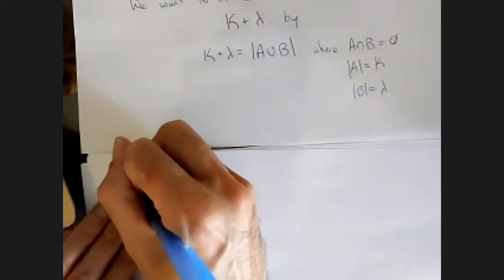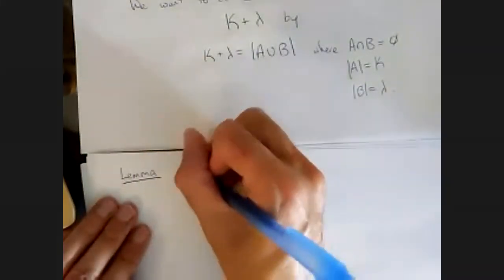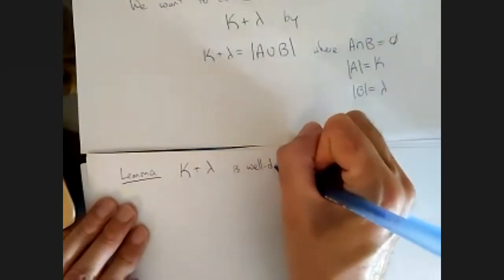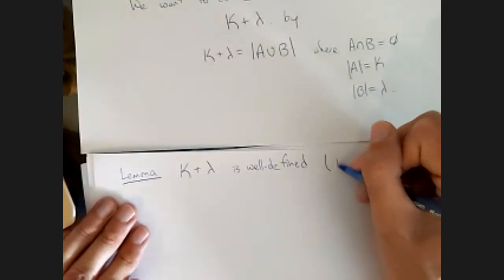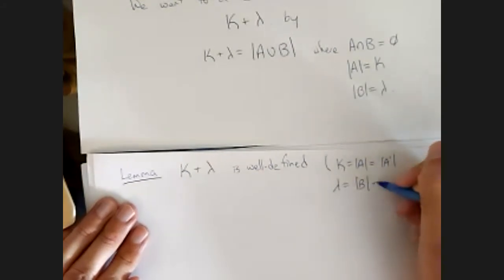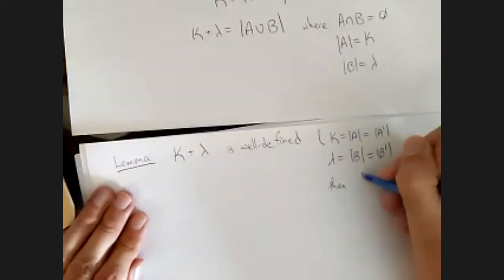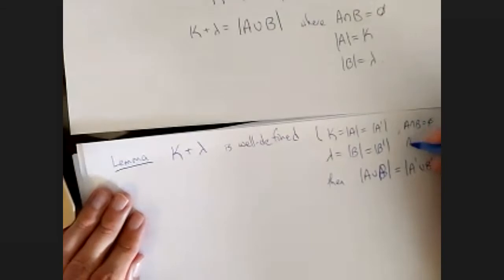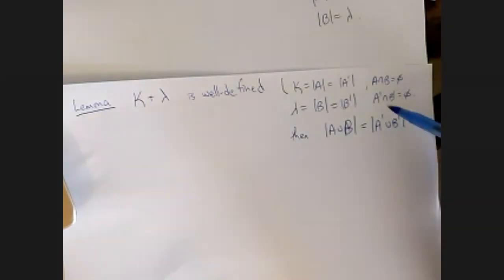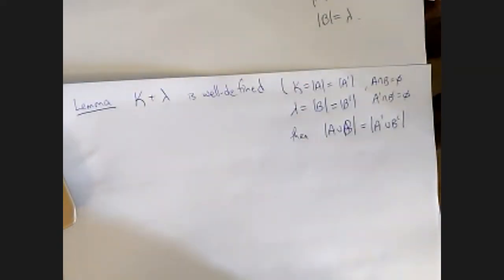And then we have a little lemma, which I won't prove, which says kappa plus lambda is well defined. In other words, if you choose two representatives for kappa and two representatives for lambda, and the cardinality of A union B is equal to the cardinality of A prime union B prime, and A intersect B is the empty set, A prime intersect B prime is the empty set. So however you define the sum of two cardinals, you get the same cardinality of the result.